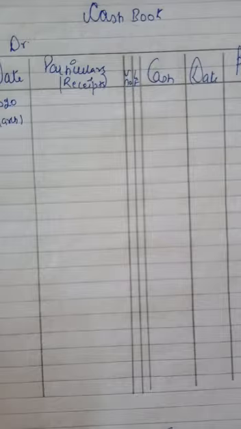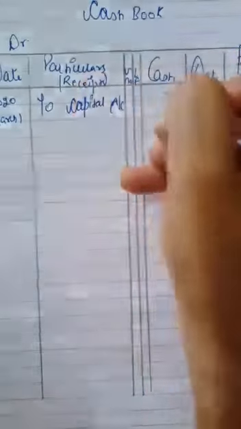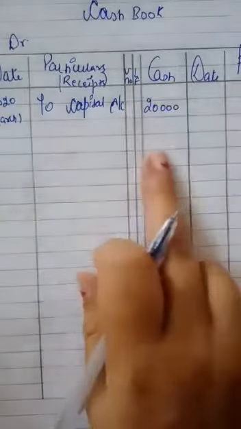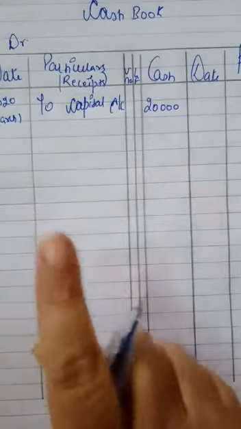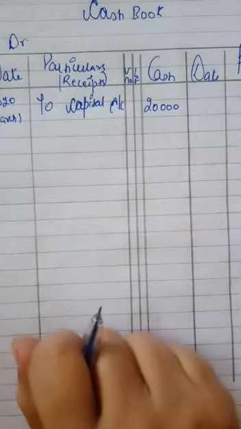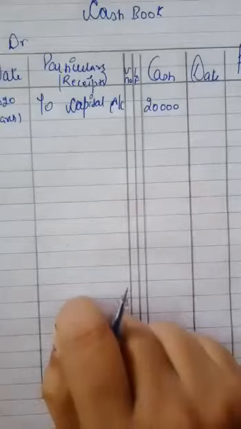Commenced business with cash. We will record to capital account. We have started business with cash rupees 20,000. So for our business cash is coming inside. So we have written to capital account because we have received cash from the proprietor. We will record to capital account 20,000 in cash.